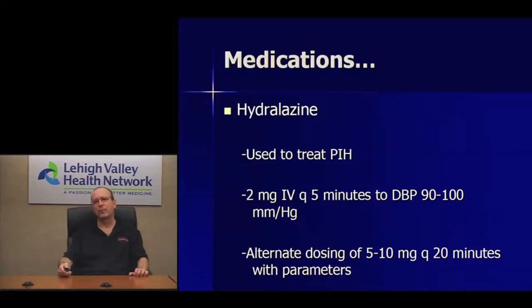Hydralazine, we might see this used for the patients we pick up. It's used to treat the pregnancy-induced hypertension, like your preeclamptic patient or your eclamptic patient. It's 2 milligrams IV over 5 minutes, and they usually try to keep the diastolic blood pressure down around 90 to 100. And then there's, just for nice to know, 5 to 10 milligrams every 20 minutes with some parameters.